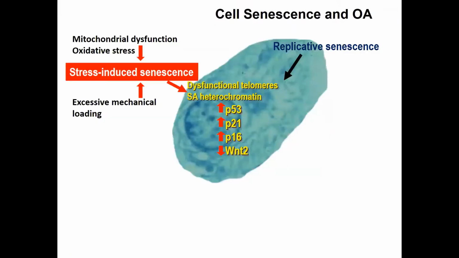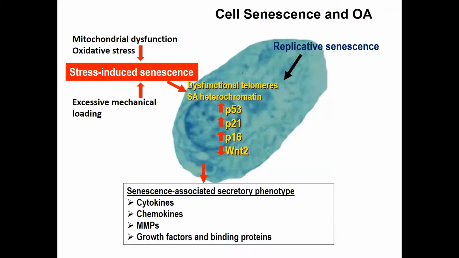So in terms of cell senescence, mitochondrial dysfunction, oxidative stress, and excessive mechanical loading can all lead to what's called stress-induced senescence. And these are sort of the senescence factors that you probably heard about from Brian. So these are some of the changes that occur in cells with senescence.